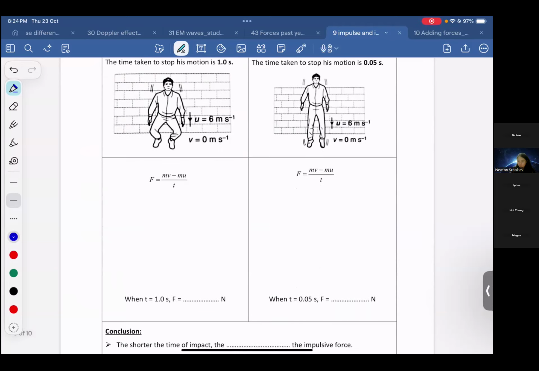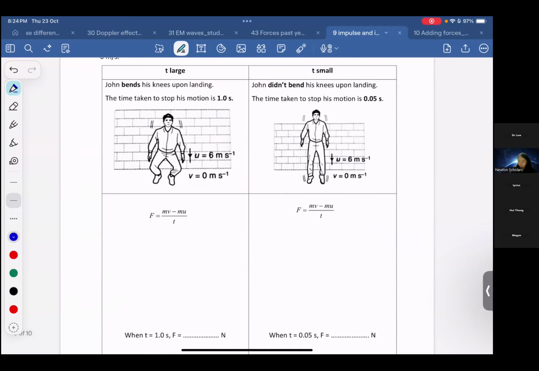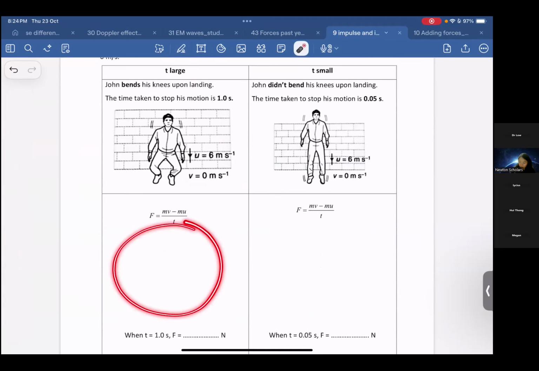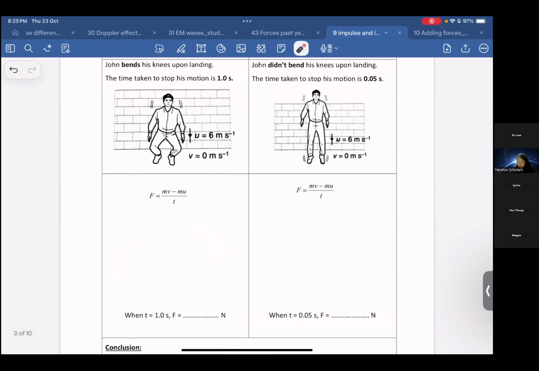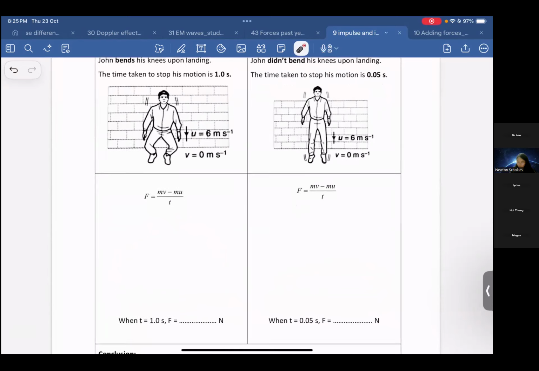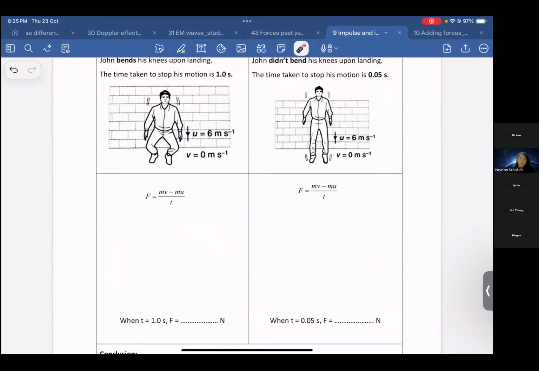Then I want you to help me calculate the impulsive force that will be experienced by you if your initial velocity is 6, and at the end we stop at 0 meters per second, and the time that we use is 1 second. How big is the force experienced by your legs? Can you count for me? And then also count for this one. If you didn't bend, the time of impact is 0.05. What is the force that you experience? Boys and girls, I want you to do the calculation right now. Take out your calculator.